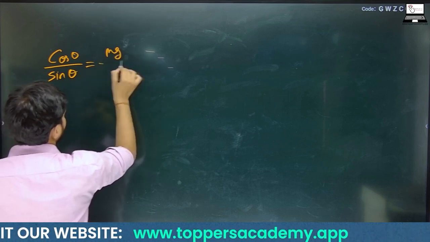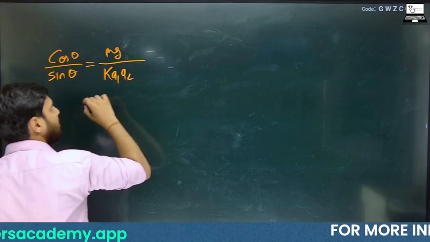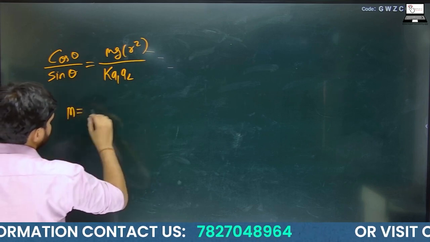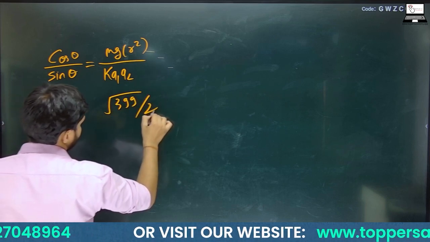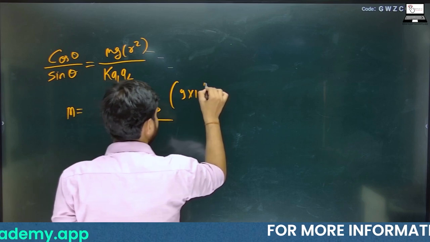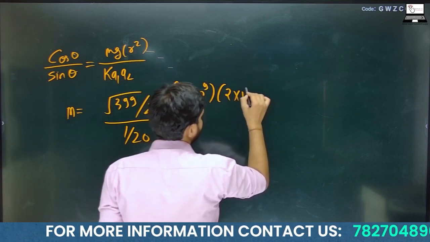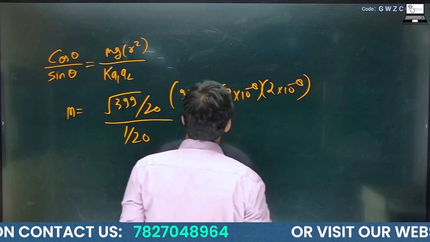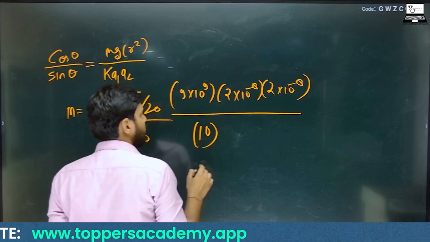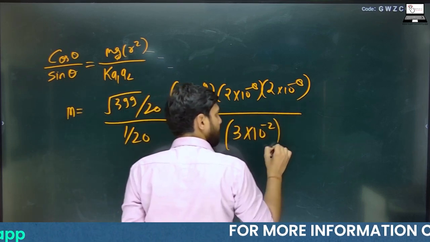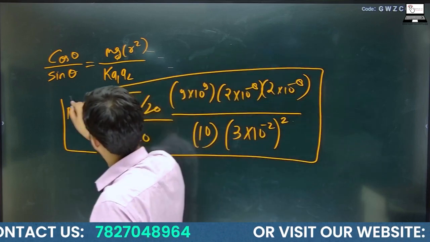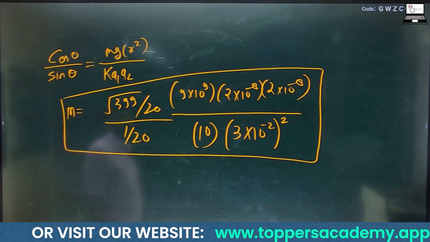Cos theta upon sin theta equals mg upon k q1 q2 upon r square. We will write it here. So what is the mass of the balls? What was cos theta? Cos theta was this. What was sin theta? This k q1 q2 will be here, upon g, and r square will be in the denominator. What was r? 3 centimeter. From here we can just calculate the mass of these balls. Copy it. You can calculate it.